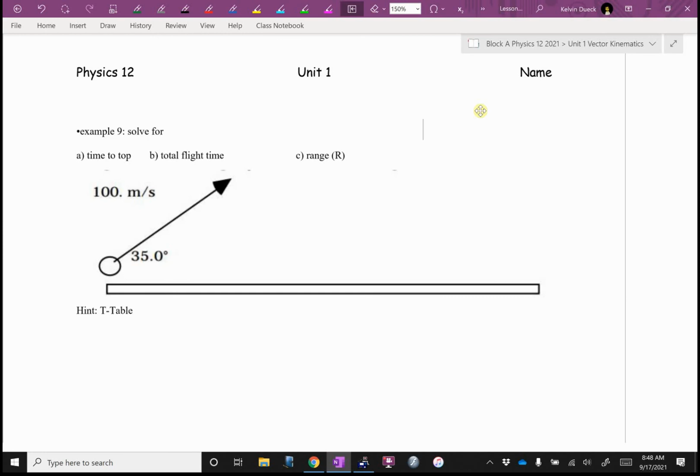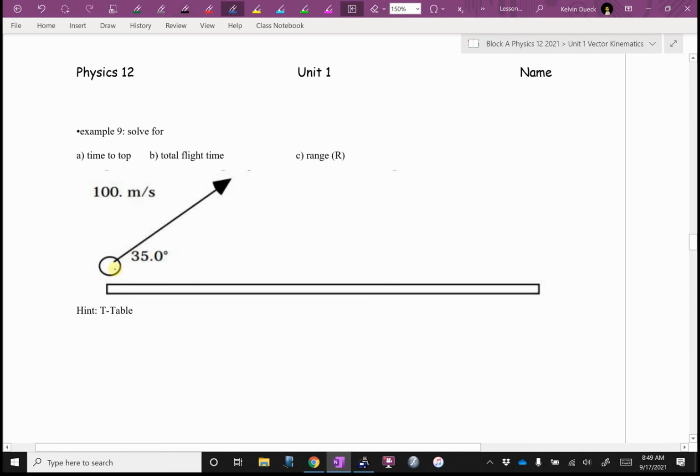Looks like we're launching at 100 meters per second at an angle of 35 degrees. I'm going to break this up into components. One of the things I want you to realize, Alicia, is you're never going to use the slanty one in your actual physics work. You're going to get rid of it by components and never come back to it. So let's do the components up here.